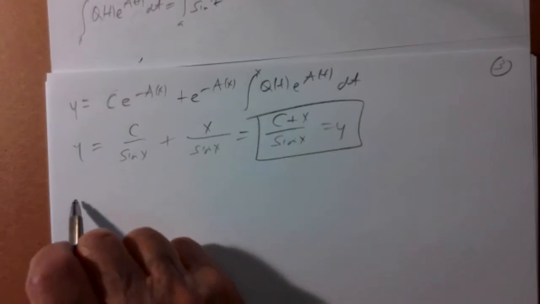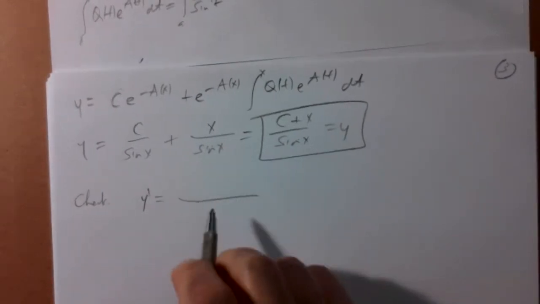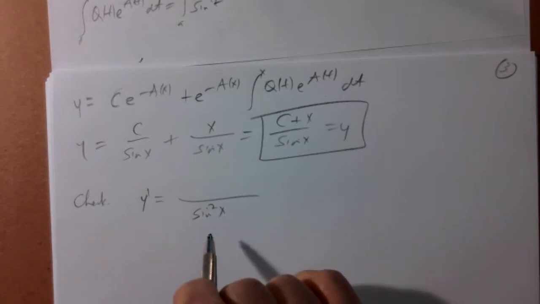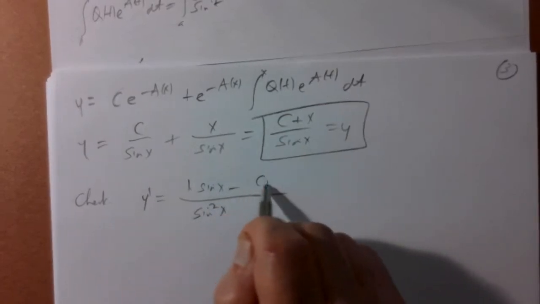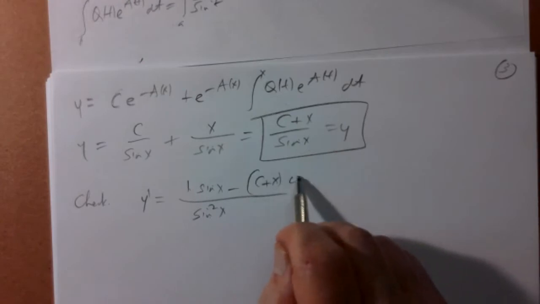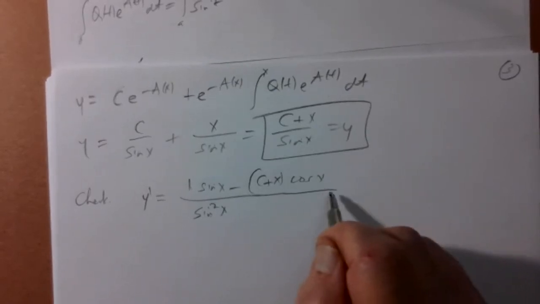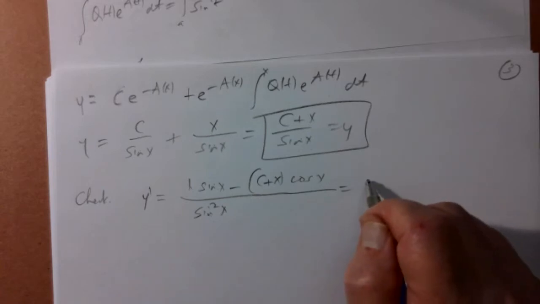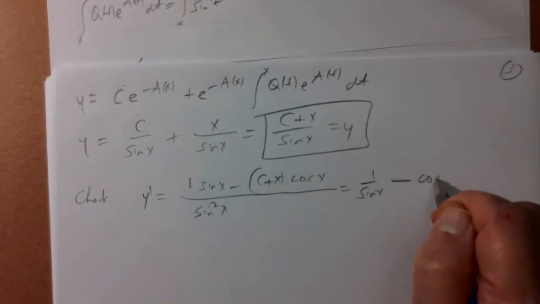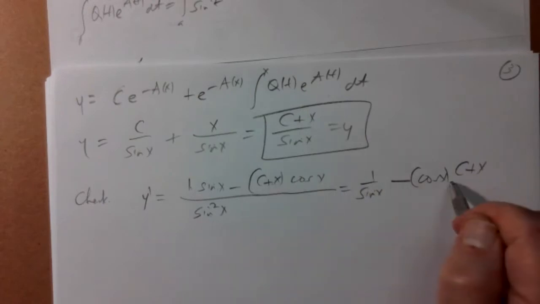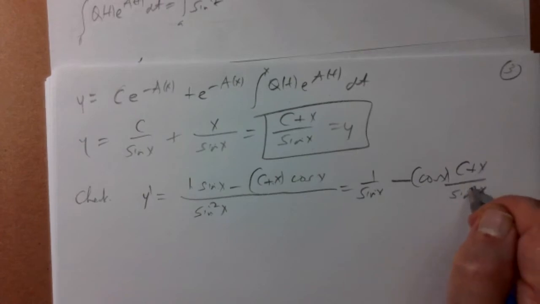I always like to check everything, so let's check. So if this is equal to y, what is y prime? By the quotient rule, we get a sine squared x in the denominator, the derivative of the numerator, which is 1, times the denominator, minus the numerator, times the derivative of the denominator, which is cosine x. So this is equal to sine x over sine squared x, that's 1 over sine x, minus, I have a minus, cosine x, c plus x over sine squared x.